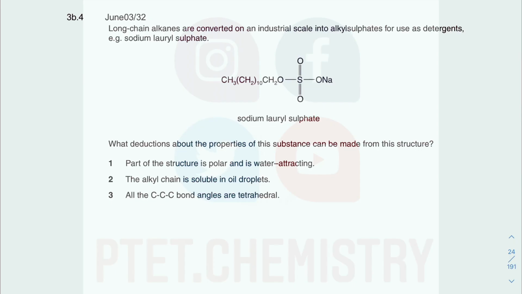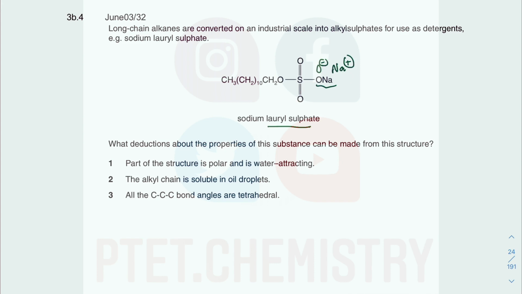So moving on to the next question. So this is sodium lauryl sulfate. I hope you know, just because it's drawn like that, it's actually O minus and then Na plus. So this is a real covalent bond, but this is an ionic bond between the two.